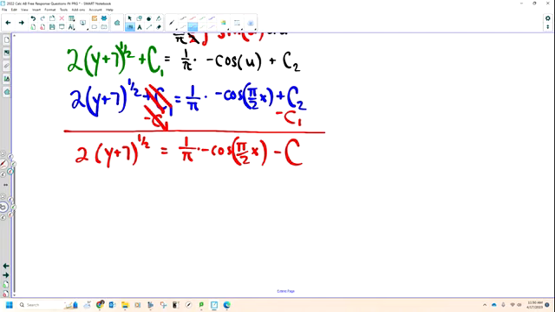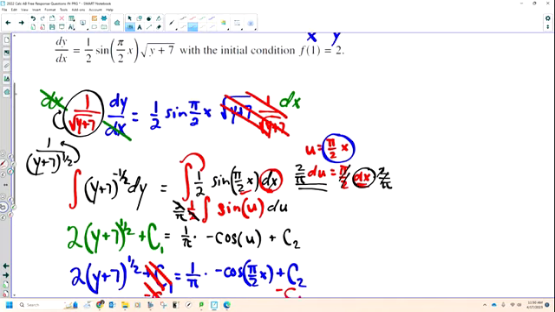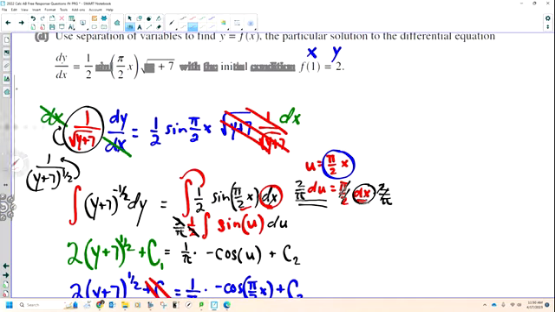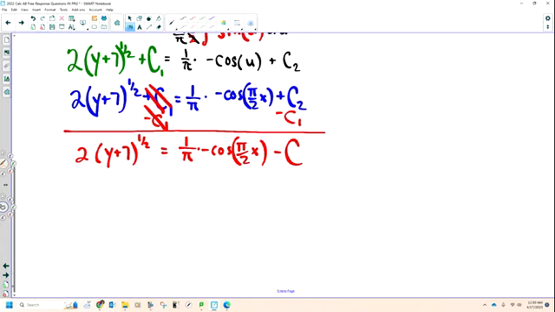All right, I need to find that c. They want me to come up with an equation, and I cannot come up with an equation with that c in there. So how do I do that? I take the initial condition they gave me: when x is 1, y is 2. So I'm going to come back down here at x equaling 1 and y equaling 2.